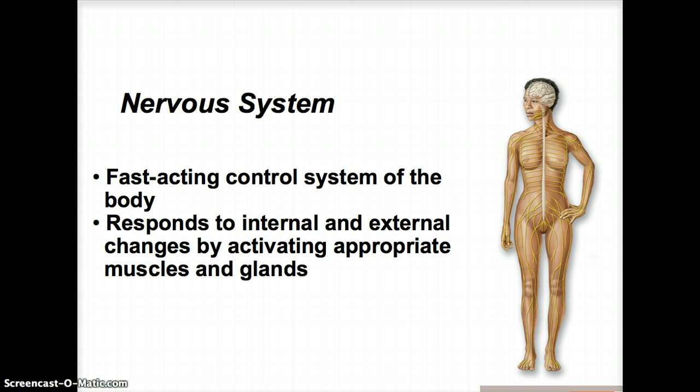The nervous system is a very fast-acting control system that controls all the body functions that we have. Everything is controlled and influenced by the nerves. It detects internal and external changes in the environment, and then it integrates whatever it detects, and then it influences muscles and glands to create a change.